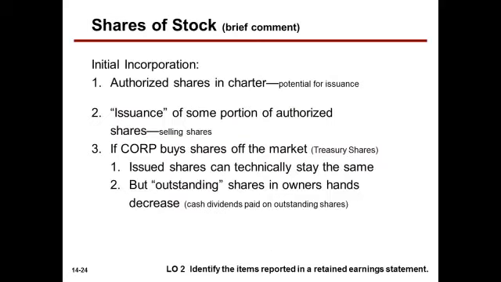Brief comment here. On the initial incorporation of a company, the authorized shares are specified in the charter. Total authorized shares, potential for issuance. Now the corporation starts obtaining money and issuing some of its shares, it'll sell a portion of those. And if a corporation buys back off the market later some of those issued shares, the issued shares can technically remain the same, however, the outstanding shares in the owner's hands decreases.